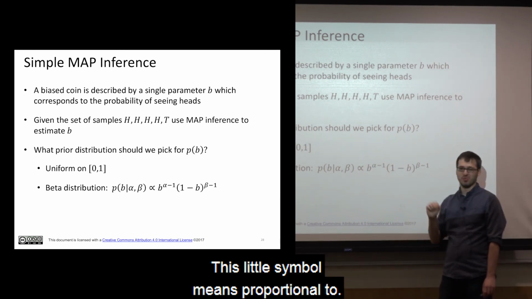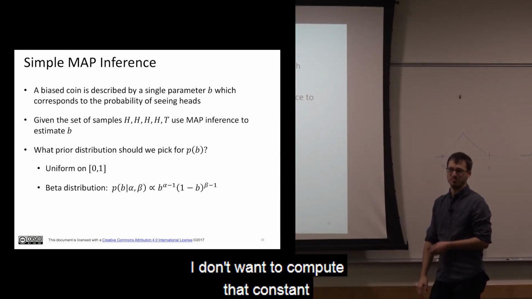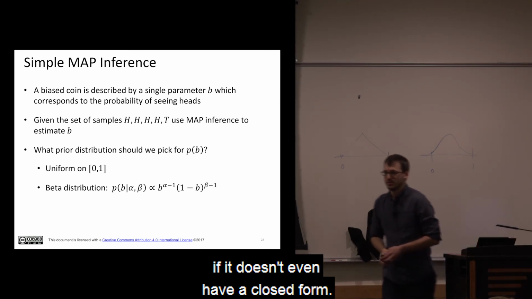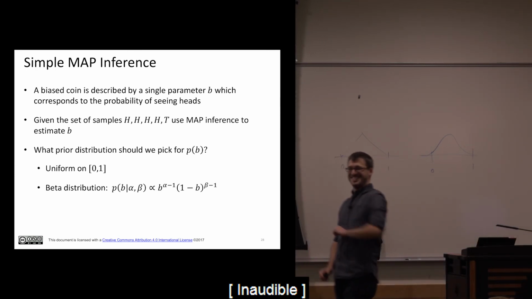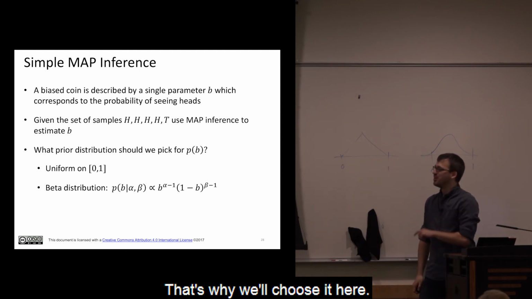This little symbol means proportional to. I don't want to compute that constant. In fact, it doesn't even have a closed form. Good question. Is the beta distribution typically chosen because it makes math easier to analyze? Yes, it does. That's why we'll choose it here.